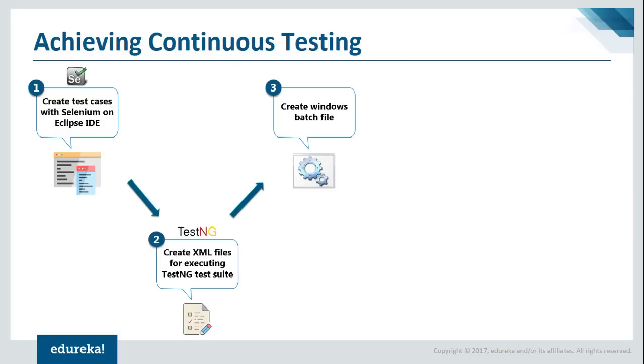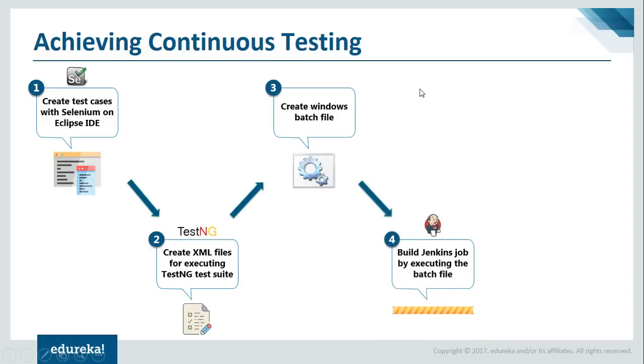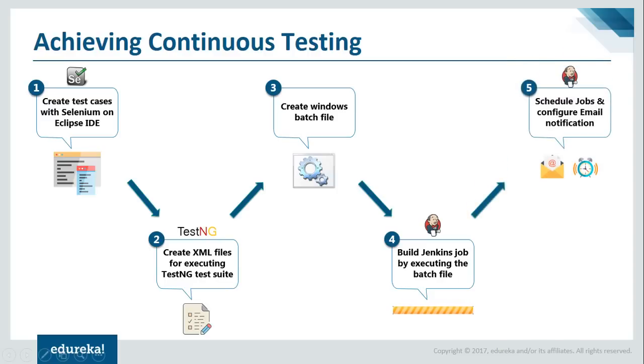And when we have this XML file, which has all the details of which test cases need to be executed, you can straight away achieve test automation, and that test automation can be achieved with the help of Jenkins. So that's where we are going to step number 4. This is where Jenkins comes into the picture, and you can build Jenkins jobs by executing those batch files. And the best part about Jenkins and the very act of continuous testing is step number 5, where you can schedule jobs to be built at certain times during the day, and also configure email notifications whenever any test case passes or any test case fails.